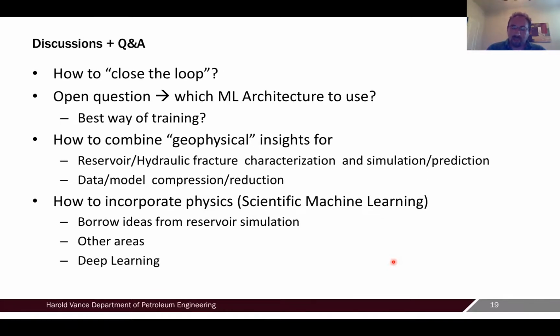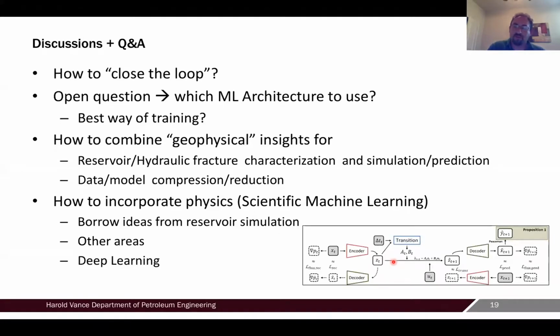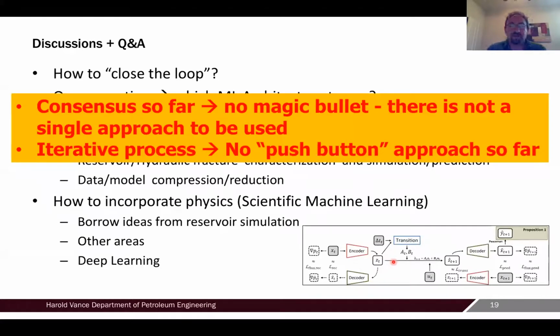Okay, of course, we can borrow ideas from scientific machine learning, especially the ones coming from other areas. And definitely my consensus so far is that there is not yet a push button approach, right? It's all an iterative process, which will make things a little harder, at least from the areas that I'm coming from, where people have a reservoir simulator at hand, and they just push the button and wait, if they can afford to wait, and get the solution.